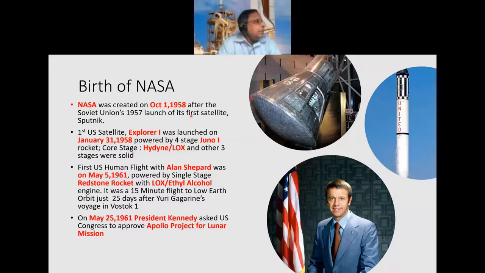But this was just a 15-minute flight that went to low Earth orbit and came down, with no orbiting. The first orbiting was done by John Glenn after some time. But 1961 was a highlight of space exploration. This is the year when President Kennedy made the pledge to send a man to the moon and bring him back before the end of the decade. And so the Apollo project started this year.